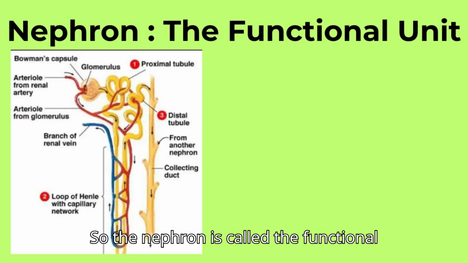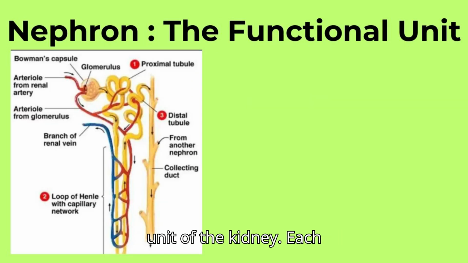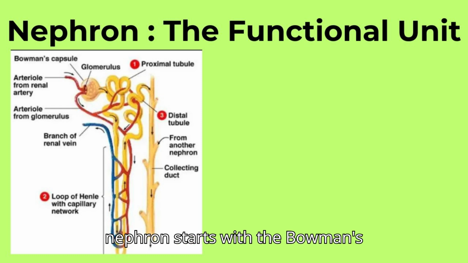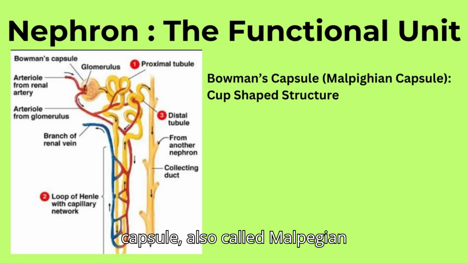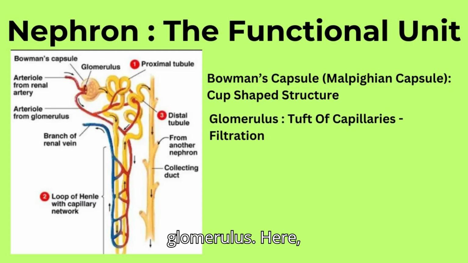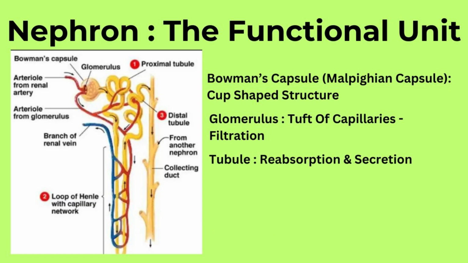So, the nephron is called the functional unit of the kidney. Each kidney has about 1 million nephrons, and each nephron helps in the formation of urine. The nephron starts with the Bowman's capsule, also called Malpighian capsule, which surrounds a tuft of capillaries called the glomerulus. Here, filtration of blood takes place.